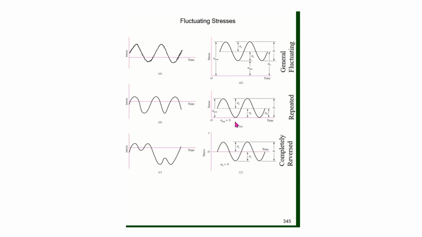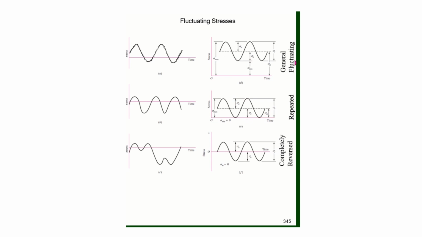We also have the case of repeated loading, where we apply the load and let it go back to 0. We apply the load, it goes back to 0. In this case, we have a mean stress that is non-zero. We still have alternating stresses that are equal.